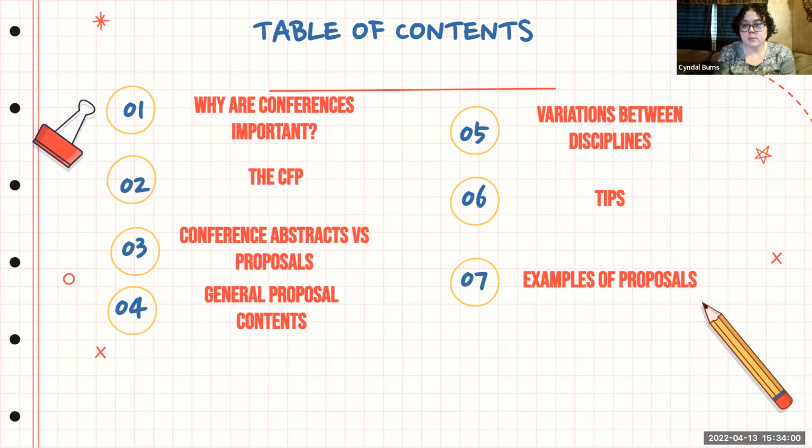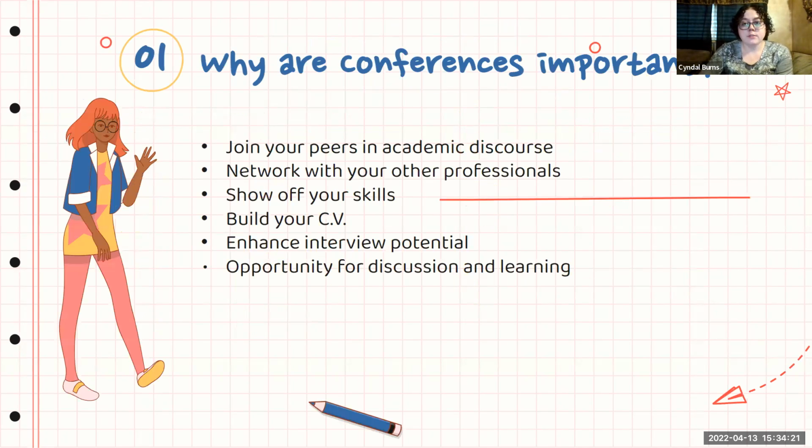So the main things we'll be covering are why they're important, the CFP or call for papers, and then how they're different, the general contents of most proposals, the small variations between disciplines, tips, and then we can look at an example or two. So first of all, why are they important?